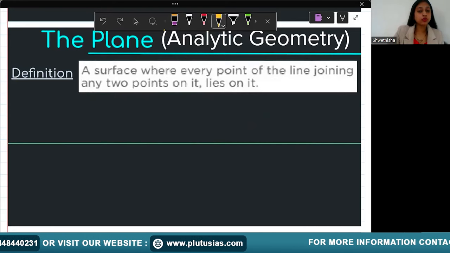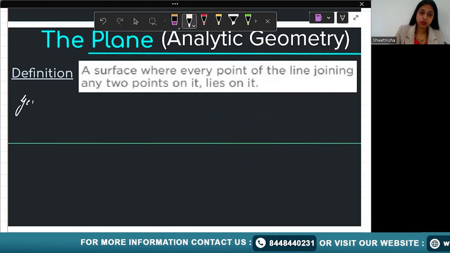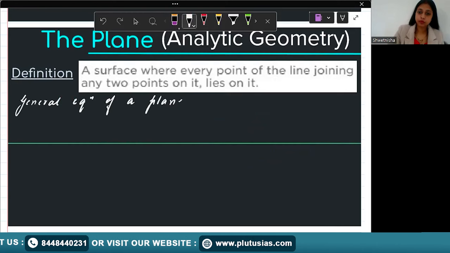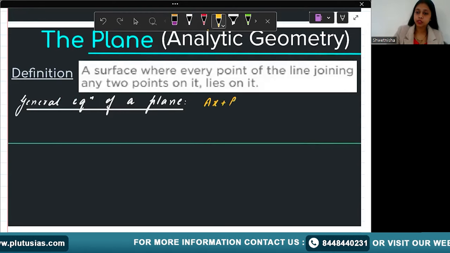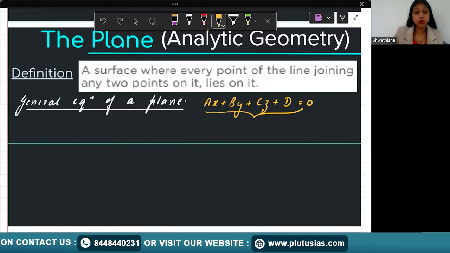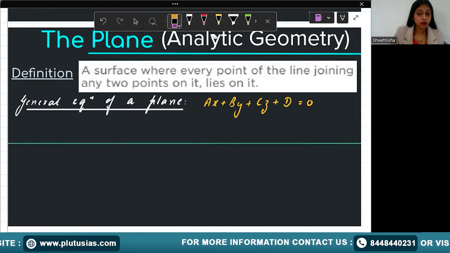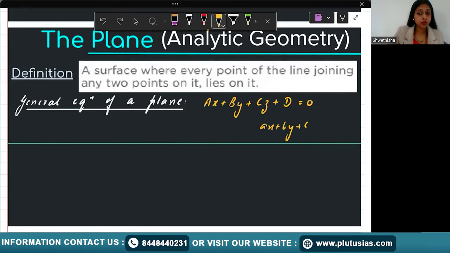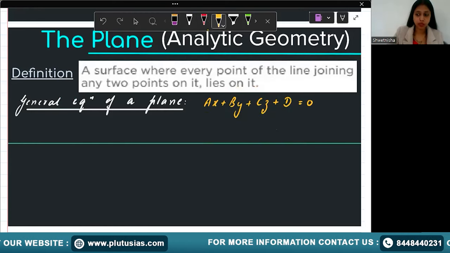General equation of a plane is also proved using this definition only. General equation of a plane is AX plus BY plus CZ plus D is equals to 0. I hope this also reminds you about the general equation of a line in two dimension also. I have just extended one variable here, and I have extended it in three dimensions, so it gives me a plane. So AX plus BY plus C is equals to 0 is a line in two dimension, and AX plus BY plus CZ plus D is representing a plane in three dimension. Now why it is a plane?